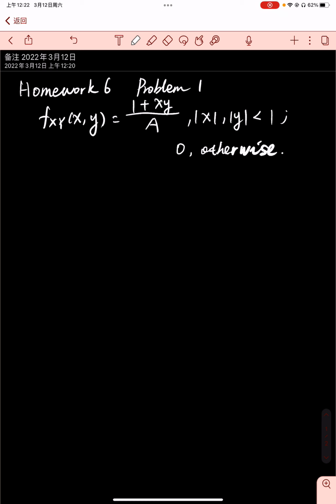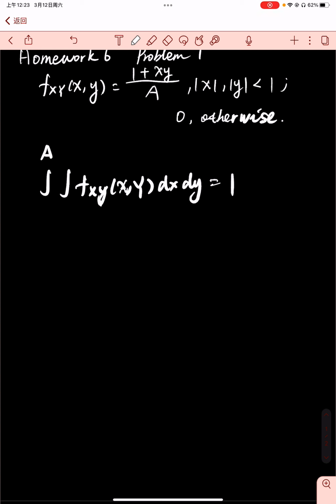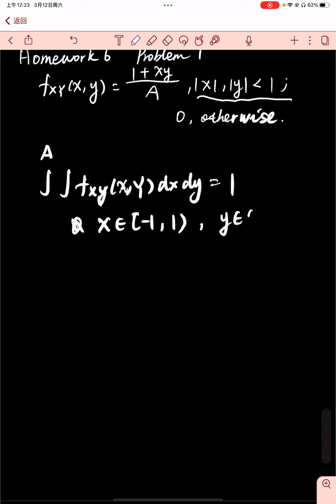For the first problem, to find a suitable a, we need the density function to be valid, so the integral over both x and y must equal 1. The definition range is x in -1 to 1 and y also in -1 to 1.